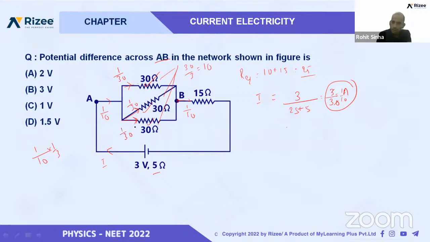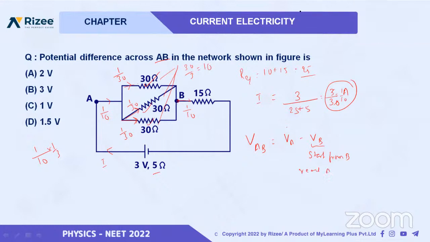Now, to find VAB, what do we have to find? We have to find VAB, that means VA minus VB. I have told you one trick. What was it? Start from B and reach A. Again, I am repeating this: start from B and reach A.